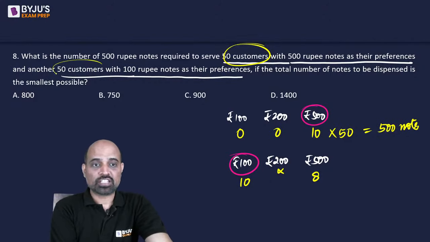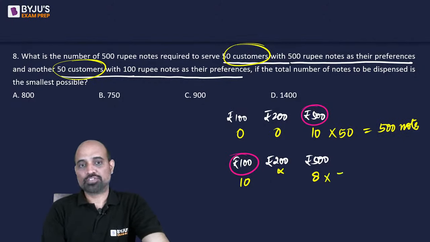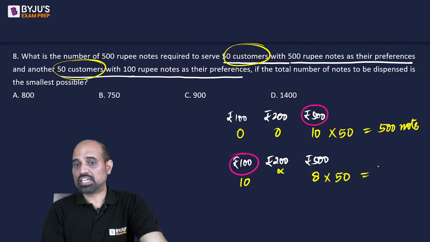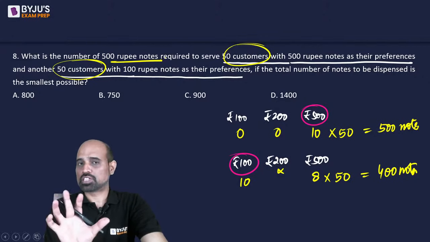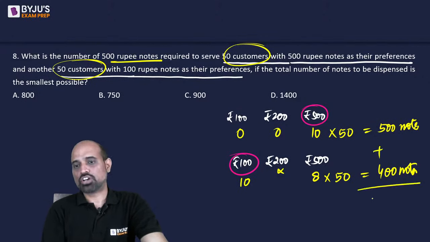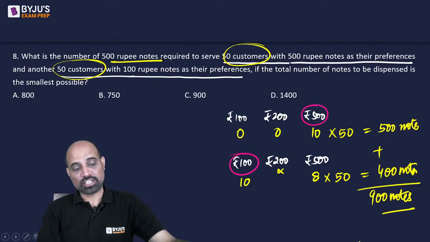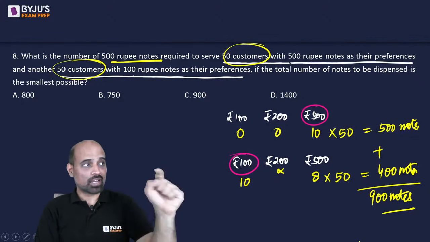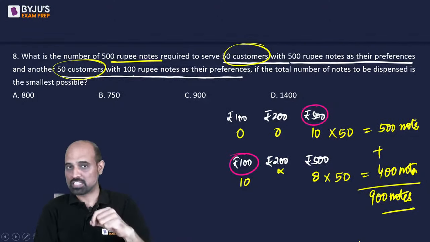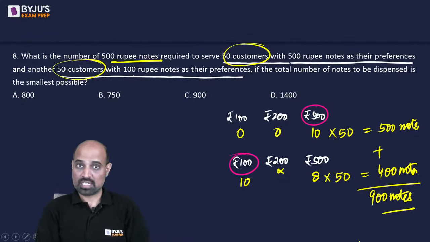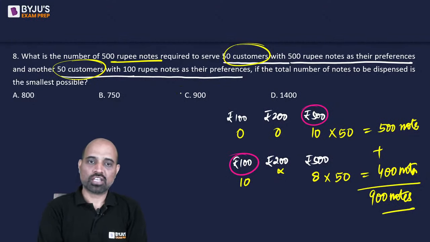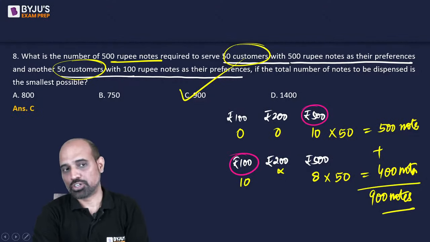Now I need 50 customers for this also. So if I need 50 customers for this, 8 into 50, I will need another 400 notes of 500. मेरे को केवल 500 rupee notes count करना है. So can we say a total of 900 notes is required so that we can cater 50 customers who have put in 500 rupee note as their preference, and another 50 customers who have put 100 rupee note as their preference, such that total number of notes dispensed is minimum. So total notes will turn out to be 900. So answer is going to be C.